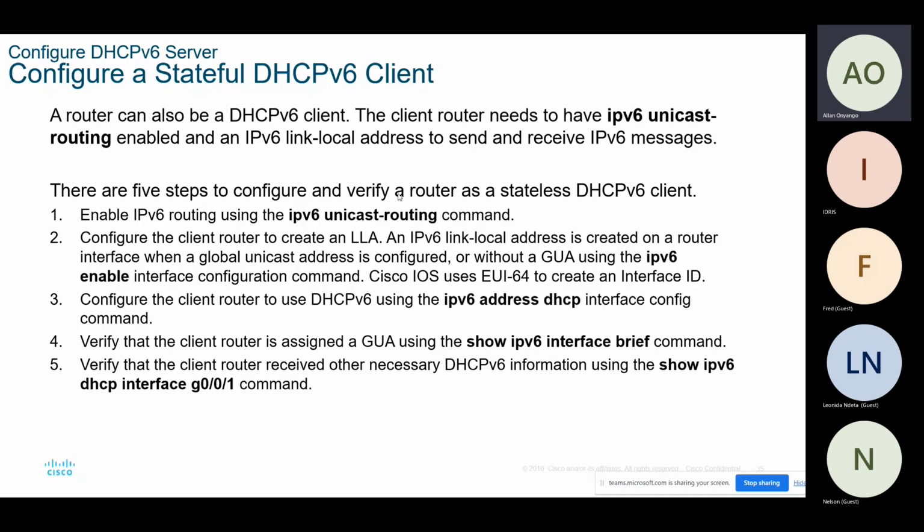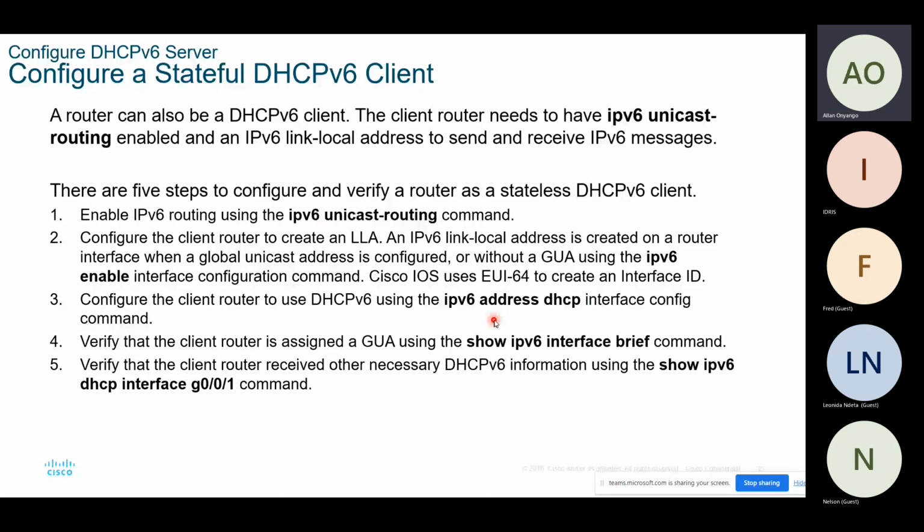Then you need to configure the router to use DHCP, and this is very similar to what we did yesterday. Yesterday we said IP address DHCP on the router, and we activated the interface, and it was able to acquire an address. The only thing that changes here is you replace IP with IPv6. So you say IPv6 address DHCP.